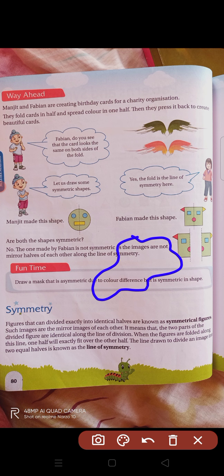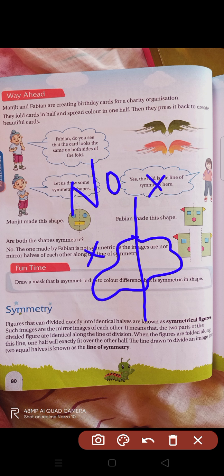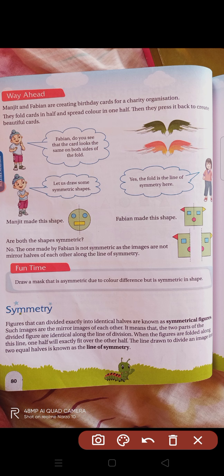Just observe this figure, whether it is a symmetrical figure. After observing this figure, we can easily say that this is not a symmetrical figure, because whenever we divide it into two halves or draw a line of symmetry, we don't get exactly two equal halves. So we say that this is not a symmetrical figure.